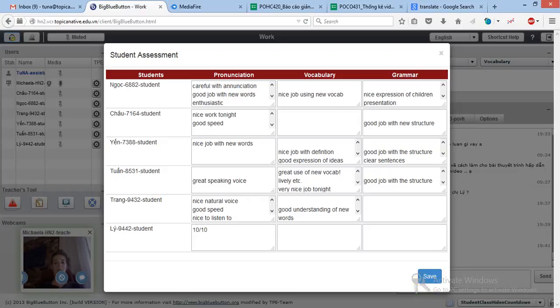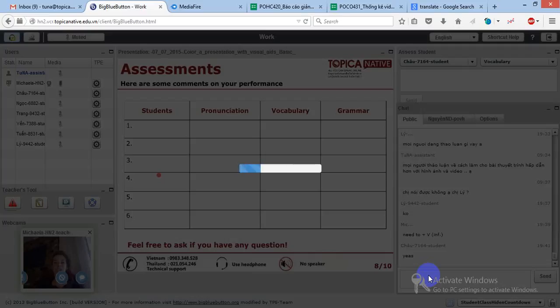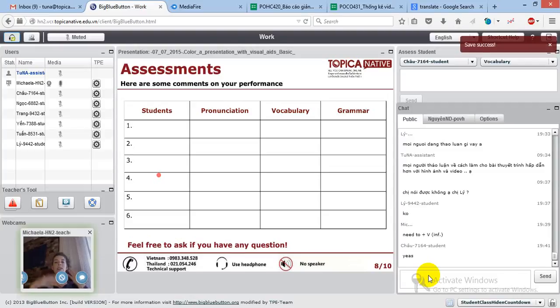Okay, now, careful with your enunciation. I think you need to practice the word formation and maybe just practice that enunciation, right? Because I heard a little bit of mumbling. But good job with the new words. Practice that word enthusiastic also. A good job tonight. Chow, very nice work, a good speed. It was nice to hear you tonight. Same with Yen, and especially a nice job with the new words.